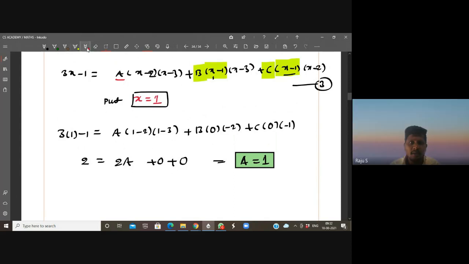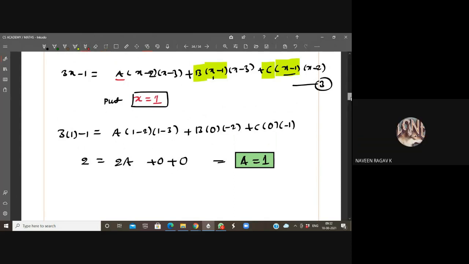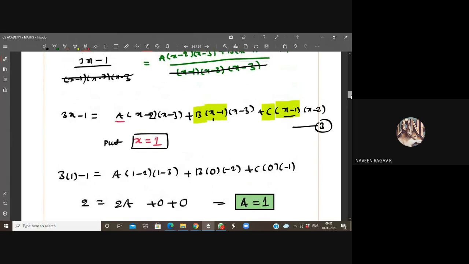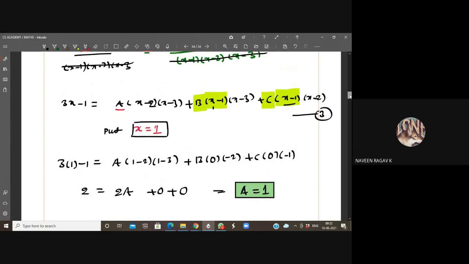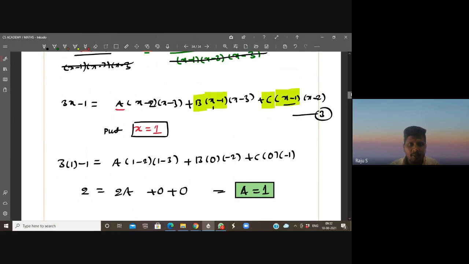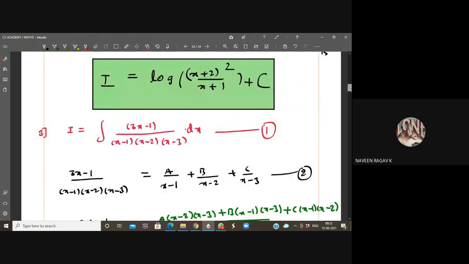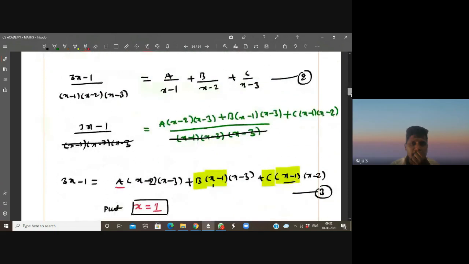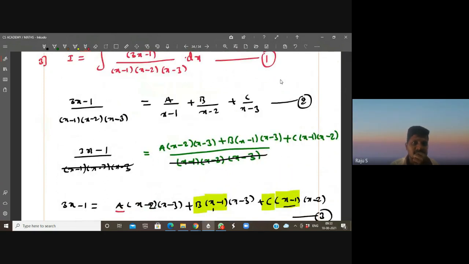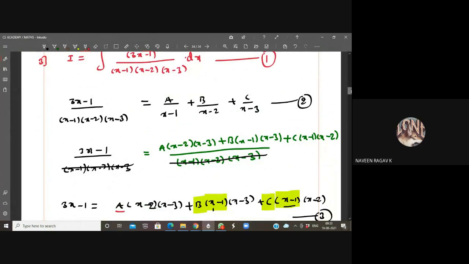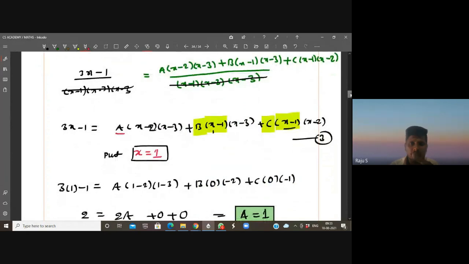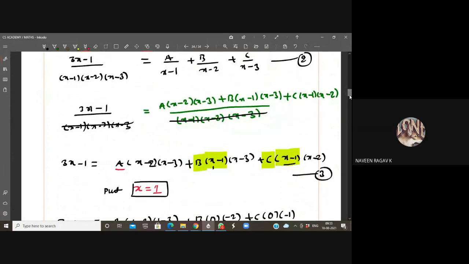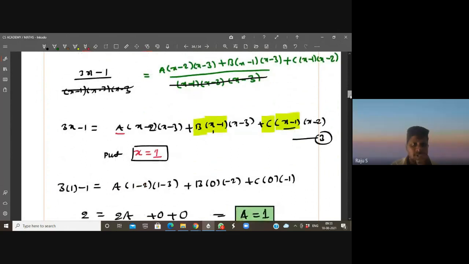Sir, for finding A, B, and C, can we take A equal to f of a1 by (a1 minus a2)(a1 minus a3), sir? Like a1 is 1, a2 is 2, a3 is 3, to find capital A, B, C values, for finding each value. Okay. Here, what is the function actually? The function is not there, no? So 3x minus 1. Okay, 3x minus 1.